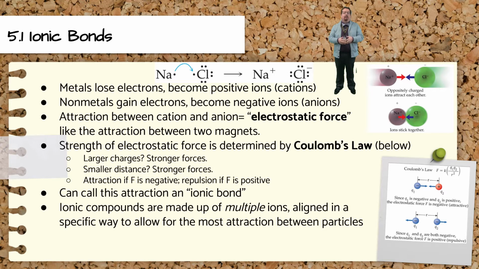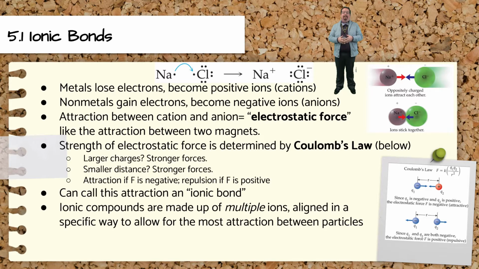If your charges are both positive or both negative, you'll end up with a positive force, which represents repulsion. If one of your charges is positive and the other one's negative, you'll end up with a negative force, which represents an attraction. This attraction between charged particles is what we call an ionic bond.